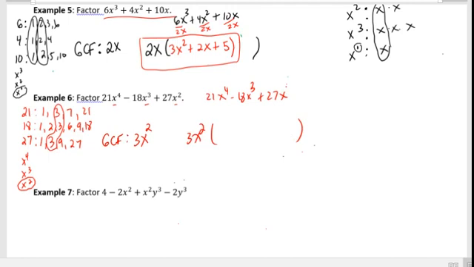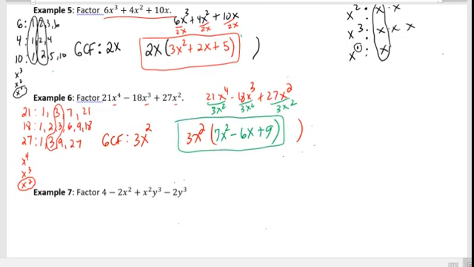and I divide my polynomial by my GCF, then we get 21 divided by 3 is 7. X to the fourth divided by x squared is x squared. 18 divided by 3 is 6. X cubed divided by x squared is x. 27 divided by 3 is 9. X squared divided by x squared is 1. So we end up with this here.